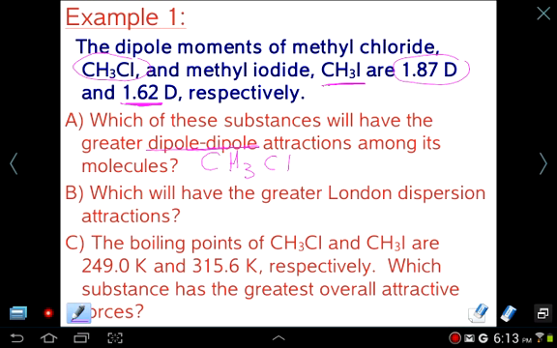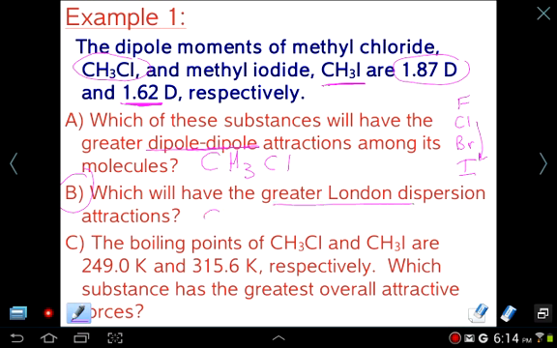Which will have greater London dispersion attractions for part B? Well, because iodine is quite a bit bigger than chlorine. If you take a look at the periodic table, you have fluorine, chlorine, bromine, and iodine. Iodine is two levels below chlorine, so quite a bit bigger. Iodine then will have greater dispersion forces.